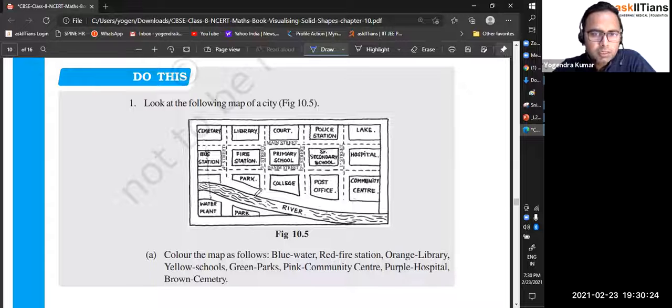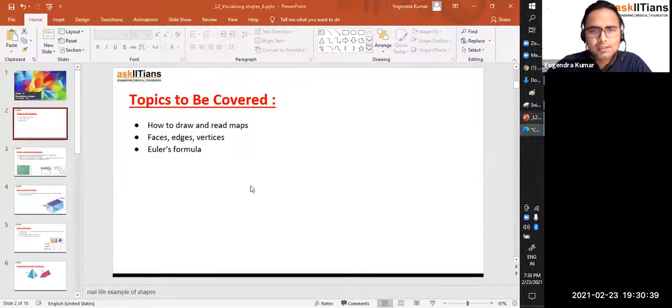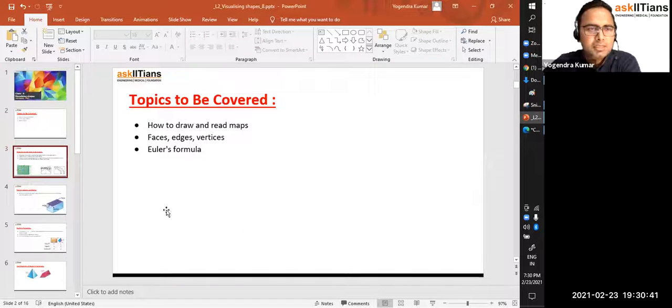Water plant, park, like this. Okay, the river is there, right? Community center is there, hospital is there, lake is there, right? So many things are there, and you're putting them on a paper, right? So this is the basic idea of a map. I hope you understand it. So this is what we understand in maps, right?